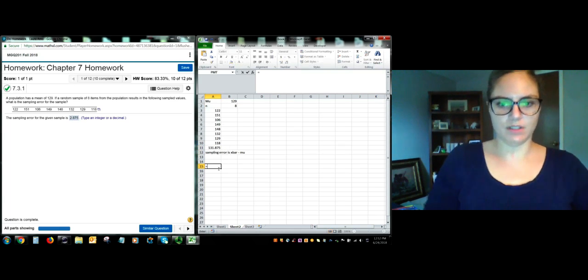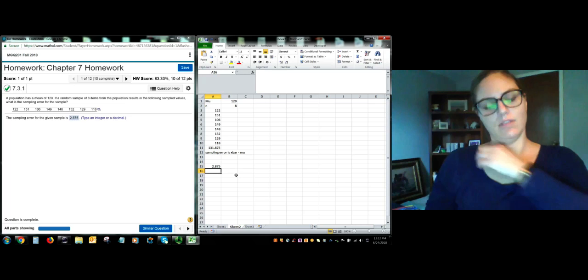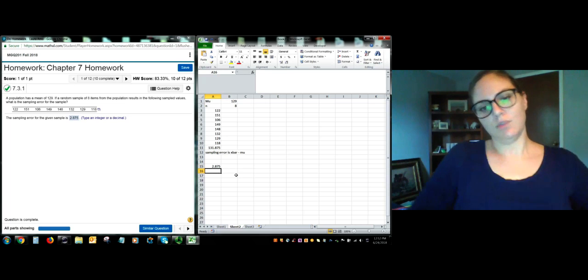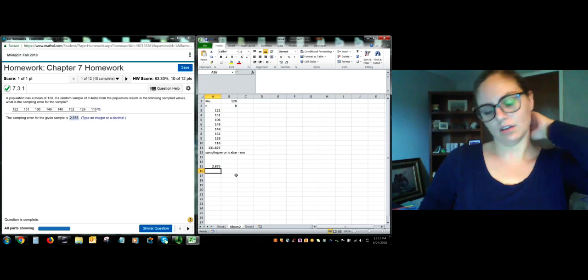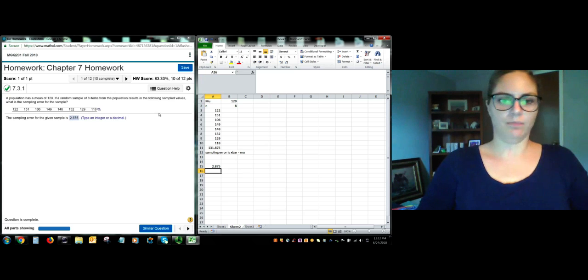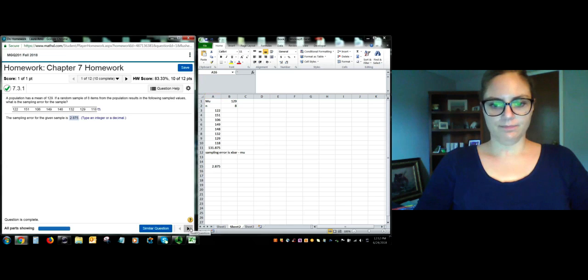So if it's x bar minus mu, 131 minus 129, is that 2.805. You can definitely have a negative sampling error, and that would be, obviously, when mu is larger than x bar. So if you do get a negative, make sure you're indicating that. Okay, let's go to the next problem.